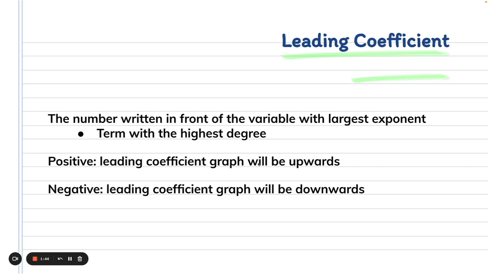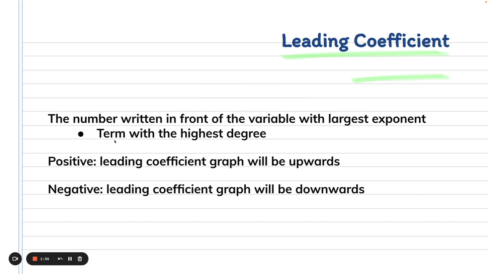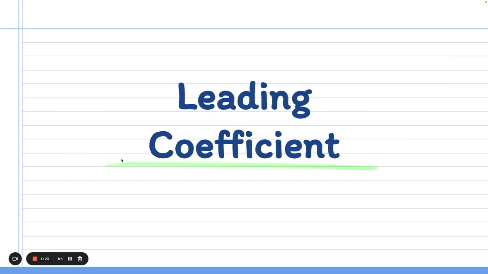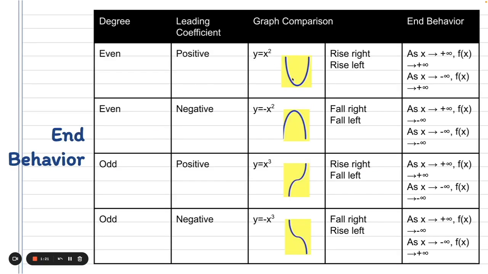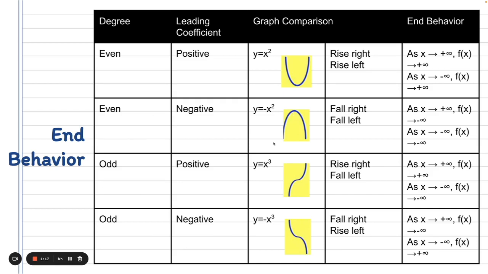Leading coefficient. Leading coefficient is the number written in front of the variable with the largest exponent. So like I said previously, this one is the leading coefficient, and it is the term with the highest degree. So we have positive and negative leading coefficient. When we have a positive leading coefficient, the graph will look upwards, like this one. And when we have a negative leading coefficient, we will have a downwards graph.